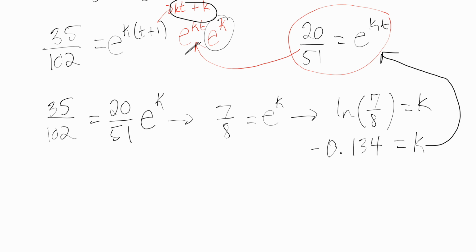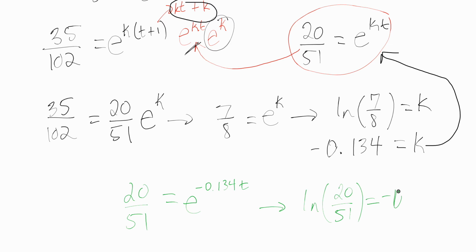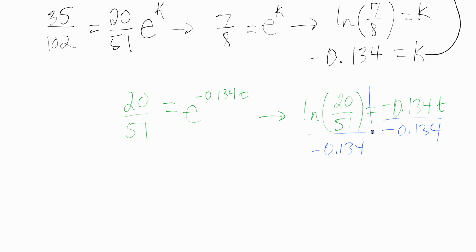So now with the back substitution, we're going to say 20 over 51 is equal to e to the negative 0.134 t. And again, using what we know about the natural log, we're going to say the natural log of 20 over 51 is equal to negative 0.134 t. And then we'll finish by dividing both sides by negative 0.134. And this evaluation right here is the one we're going to use to determine our time.